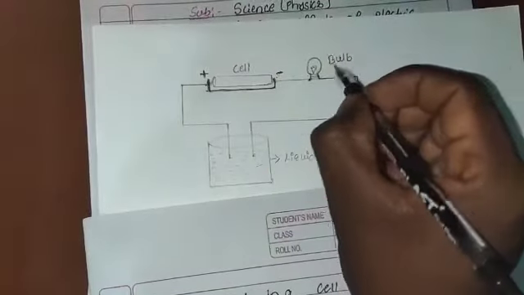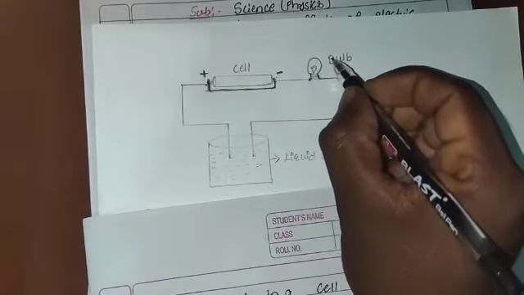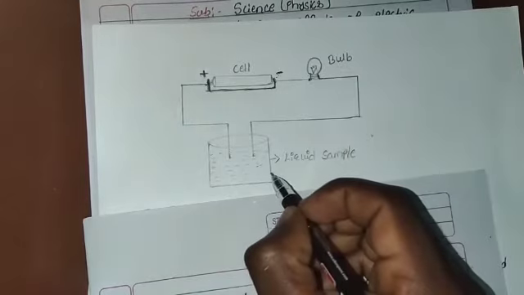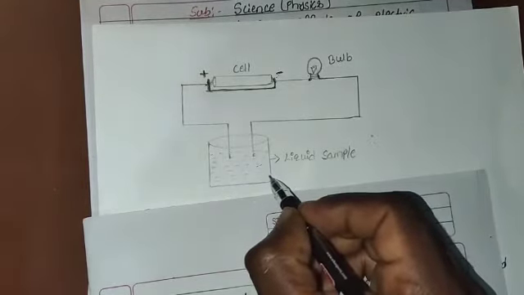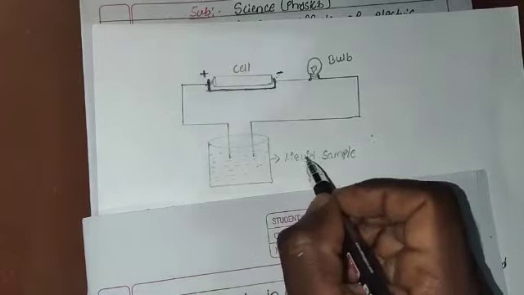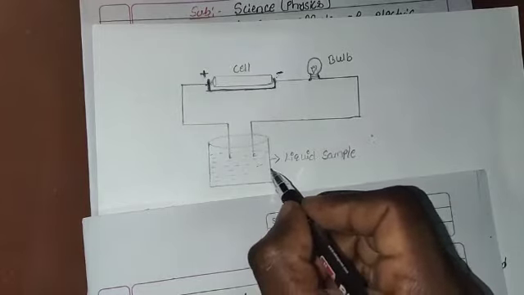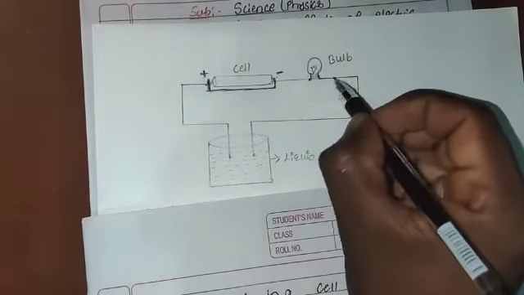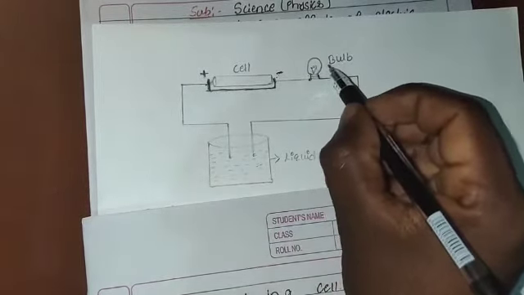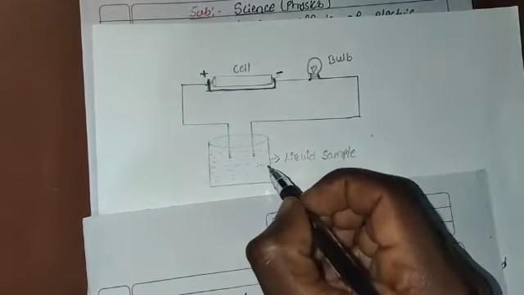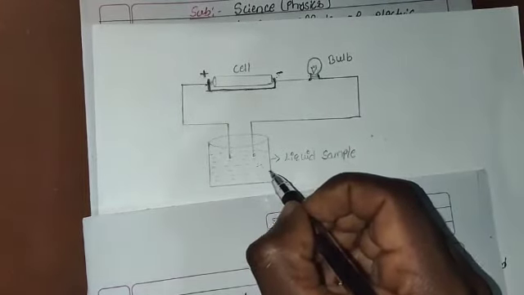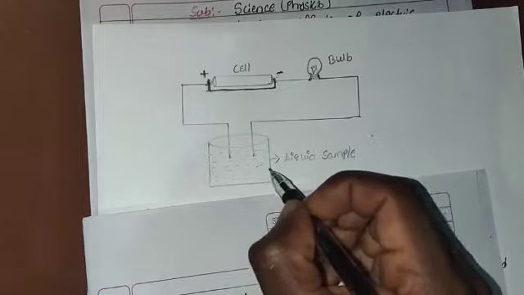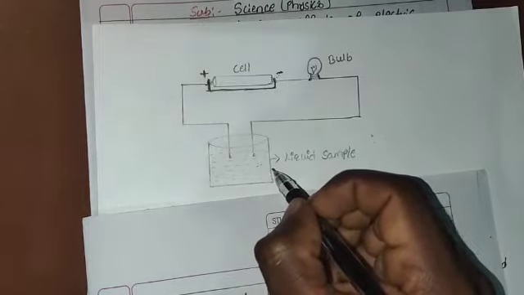Observe the circuit. If the bulb glows, then we conclude that the given liquid sample is a good conductor, which means it allows electric conduction. If the bulb does not glow, we conclude that the liquid sample does not allow electricity, so it is a poor conductor.